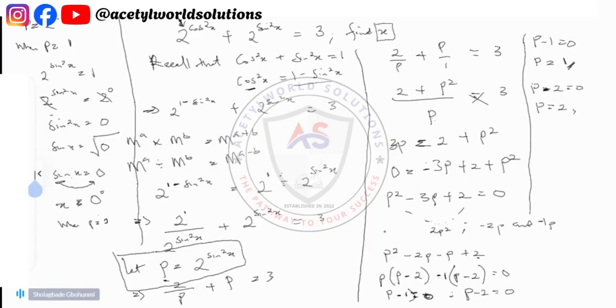Now, when p equals 2, it means we can actually say 2 raised to power sine square x equals 2. And 2 raised to power what will give us 2? It is 2 raised to power 1, right? So we can as well say 2 raised to power sine square x equals 2 raised to power 1. So where 2 cancels 2, this is raised to power. So it means sine square x equals 1. Let's solve that in another fold.